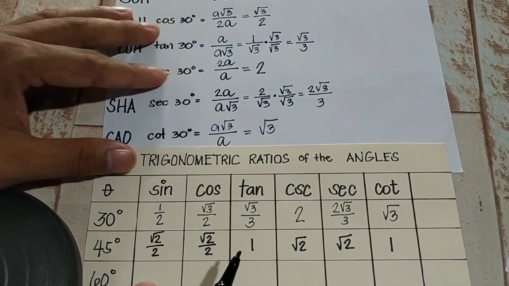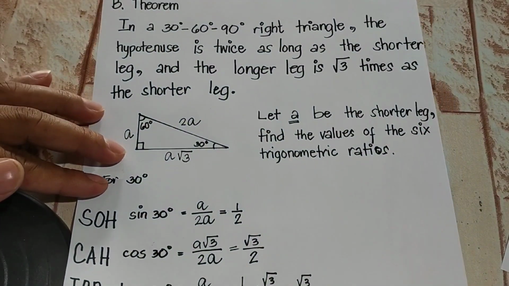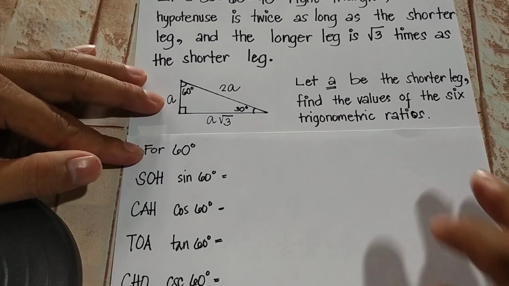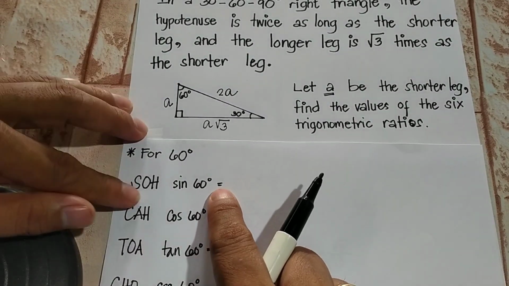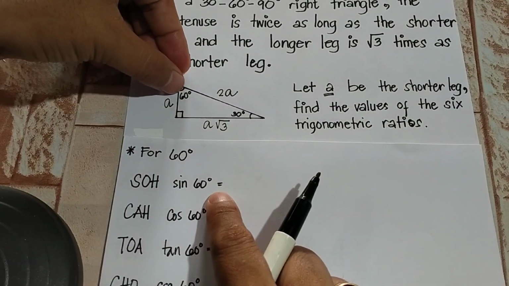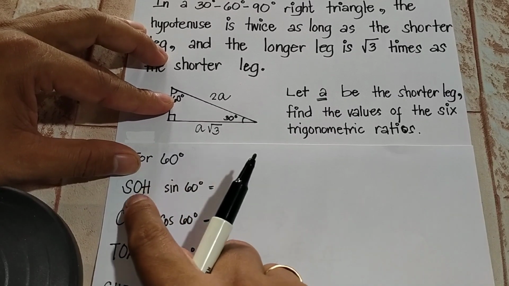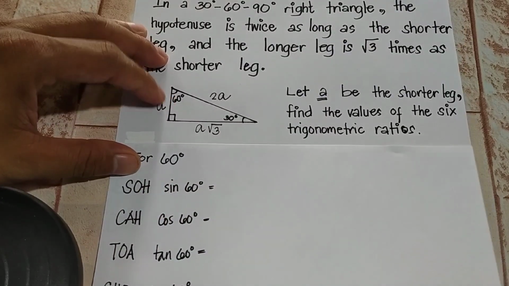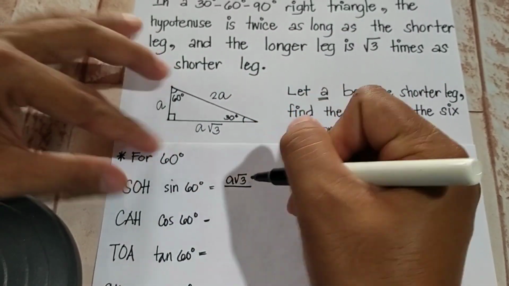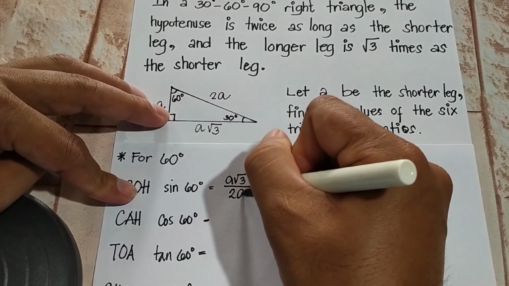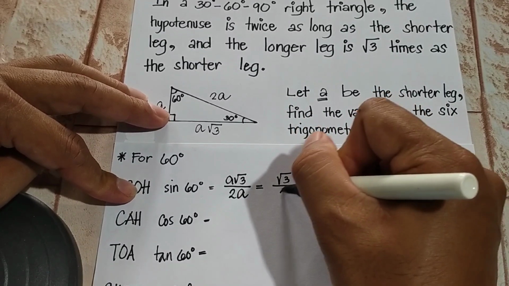Let's move on to 60 degrees. Alright, same illustration. Let us find the measure of these trigonometric ratios. For 60, sine 60, we'll make use of this angle here. Sine 60 is opposite over hypotenuse. The opposite of 60 is A square root of 3, over the hypotenuse, that's 2A. So divide A by A, and what is left is only square root of 3 over 2.